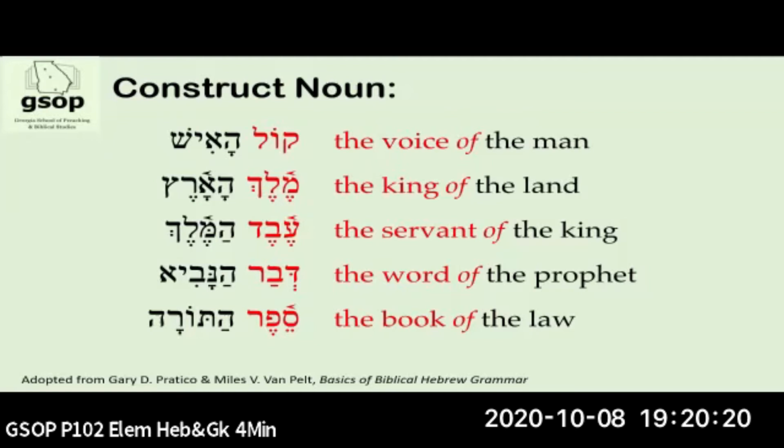So the next one is melech. It's in the construct state, the first one. The second one is ha'aretz. So that would be the land. Eretz is land. Make it definite, the land would be ha'aretz.